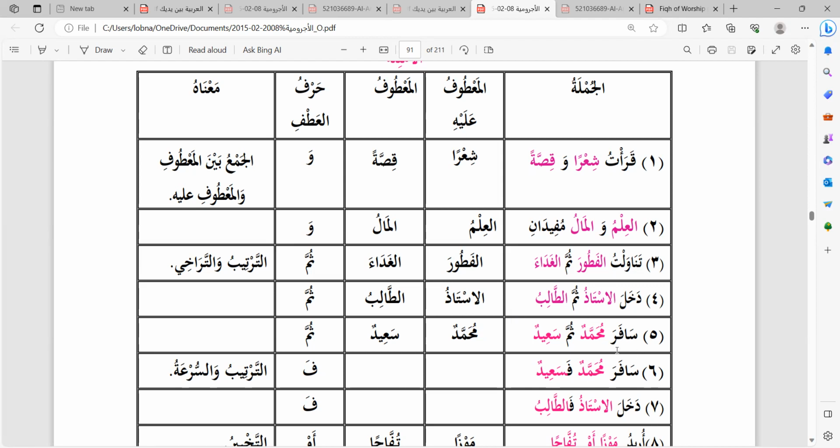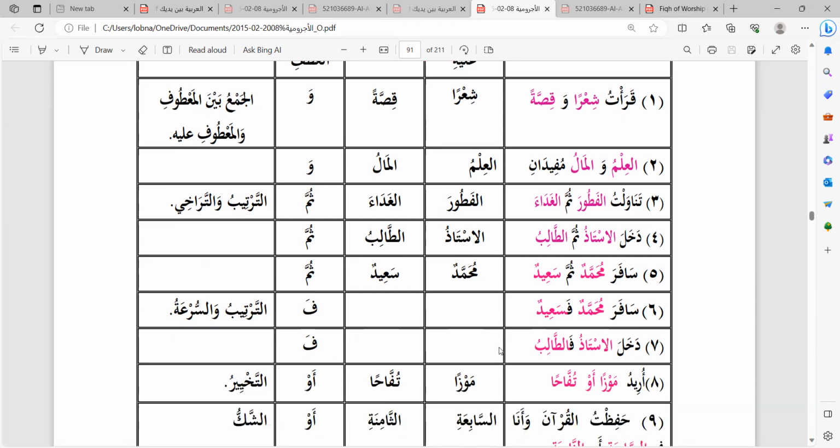سافر محمد, first Muhammad traveled. ثم سعيد, then Sa'id traveled. So one of the ways you differentiate between ثم and fa, سافر محمد فسعيد. So here in the English language, you may sometimes use the word then, but generally the fa is to indicate, again, sequence, but it indicates سرعة, it happened immediately.